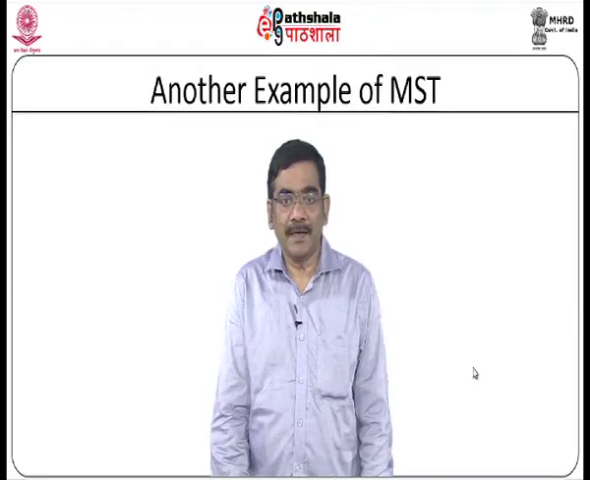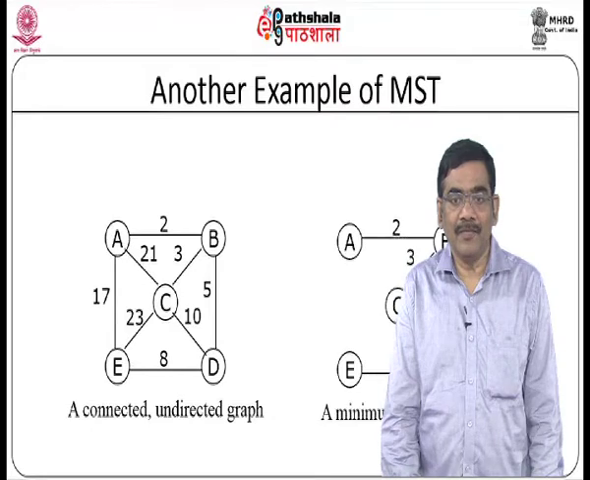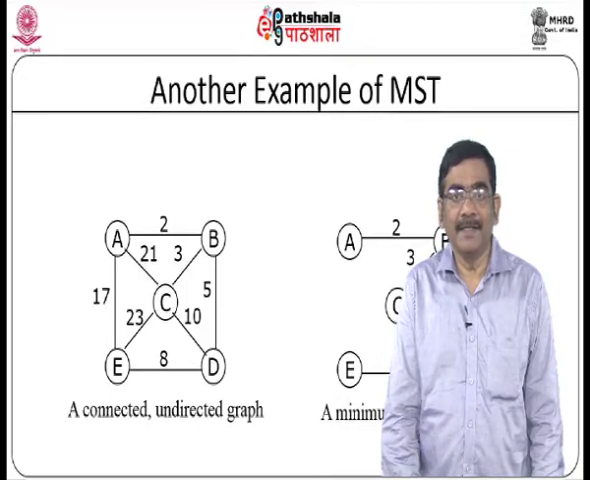So, we will take another example. Now you see on the left hand side you have a connected undirected graph, and on the right hand side you have a minimum spanning tree, where you can see that all the cycles are removed. For example, there is no edge between A and C, because the addition of this edge may create a cycle. So, you can see that this is the minimum cost spanning tree of your left hand side.